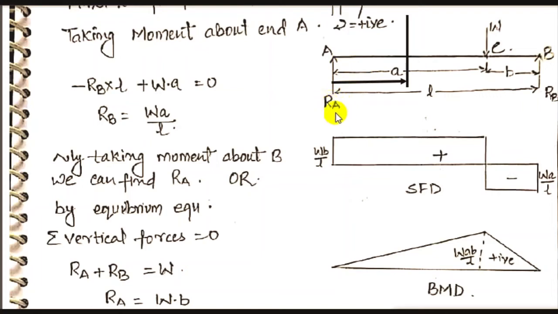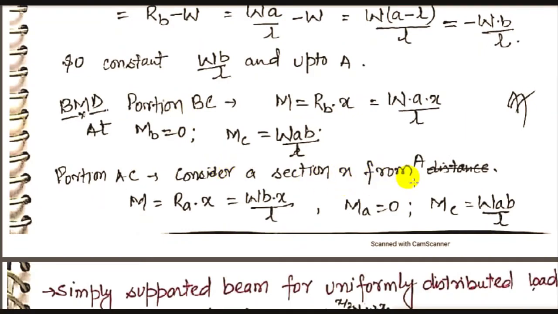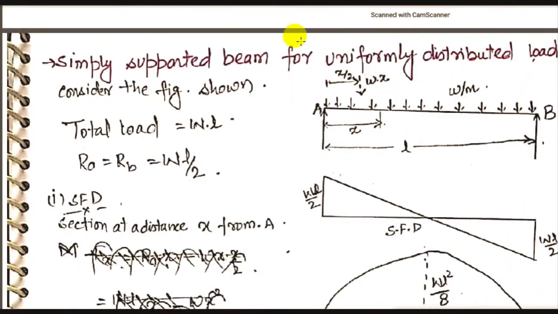Now the bending moment is RA cross X, and the value of RA is WB by L into X. So on moving from this point up to point C, you are getting the value WAB by L. So you are going to take all the motion. Now consider a section from X. This is what I described, RA into X, or you can take the same method, increasing the section. If in case of any problem, please mention.